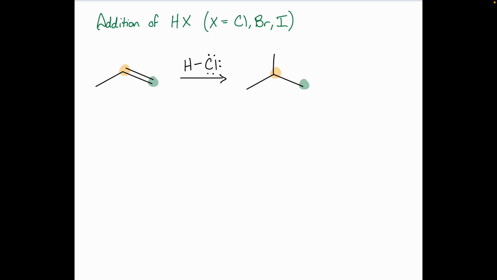If I add the chlorine to the orange carbon and the hydrogen to the green carbon, I'm going to get a different product than if I had these swapped. If I added my hydrogen to my orange carbon and my chlorine to my green carbon, right? These would be 2 different products that I would get for this reaction.